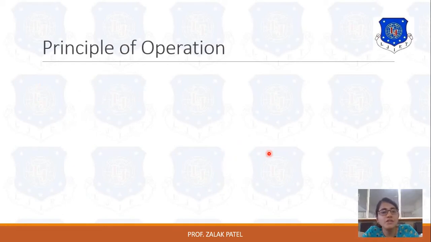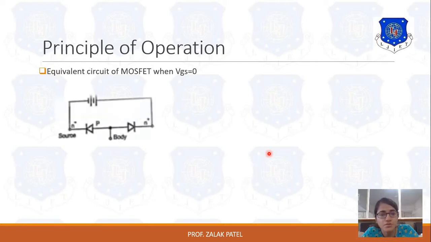Next is about the principle of operation of MOSFET. First of all, before discussing the principle of operation, here the equivalent circuit when the gate to source voltage is 0 is shown. When gate to source voltage is 0, then the two diodes should be connected like this. Here you can see this will develop the N plus and P region, source and body region, when VGS is equal to 0. So this circuit can also be asked in a 1 mark question: draw the equivalent circuit of power MOSFET when VGS equal to 0.